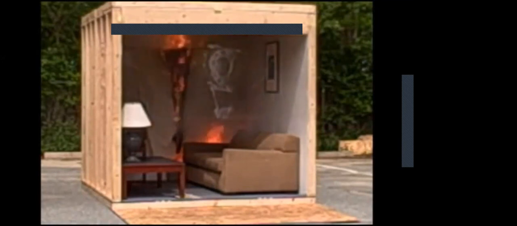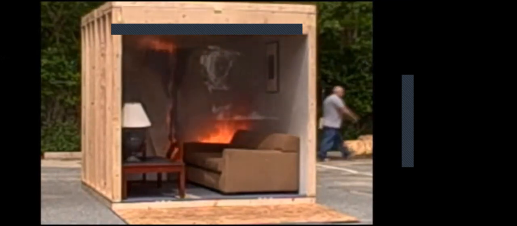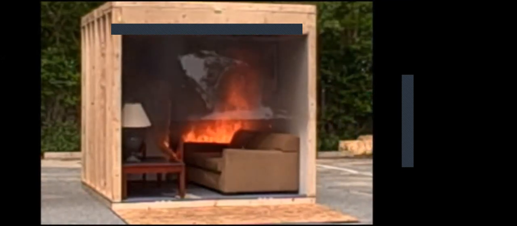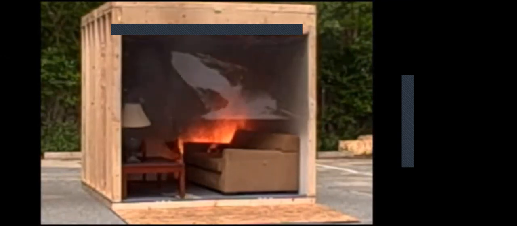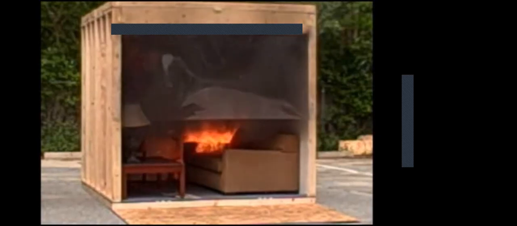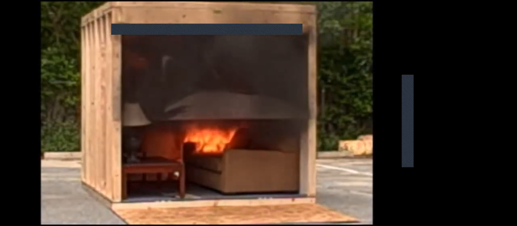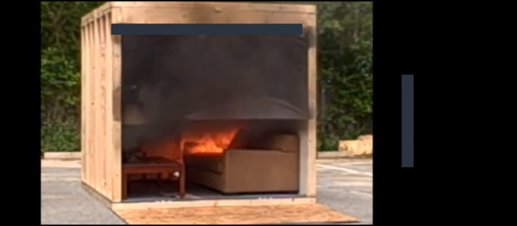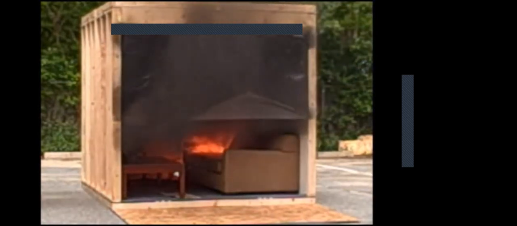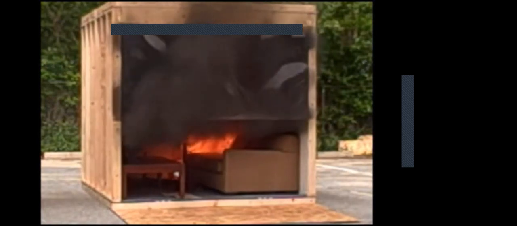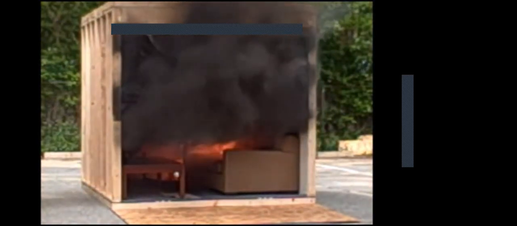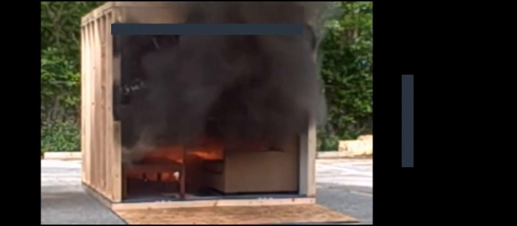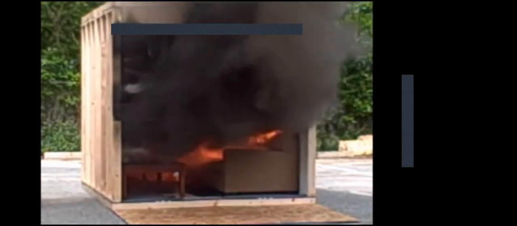The temperature right now at the ceiling, we're just coming up on 15 seconds now. Now begin to notice the smoke. Notice how thick that smoke is. At this point, the room would be totally unsurvivable, both from the heat and those toxic fumes that are being produced. You can see the heat is now beginning to buckle the plastic on the top. Okay, now the temperature at this point is probably reaching up to about 1,000 degrees.